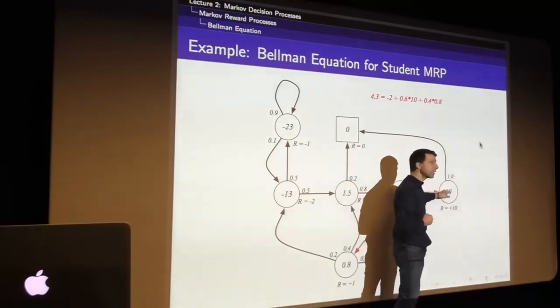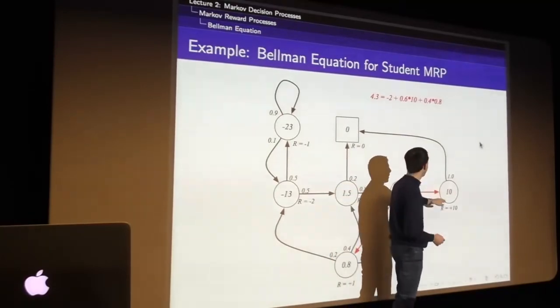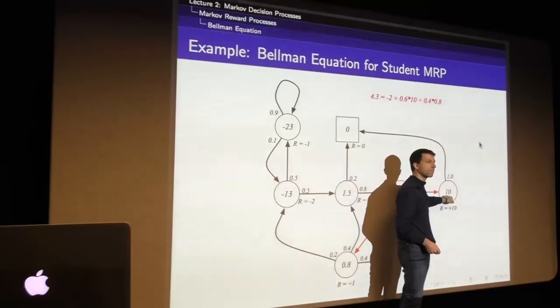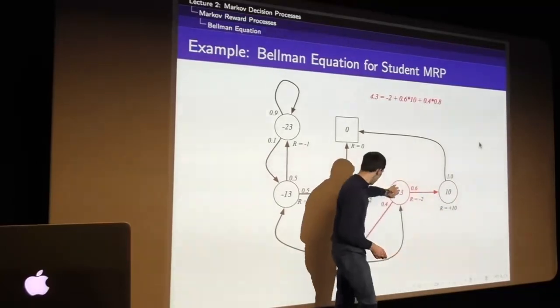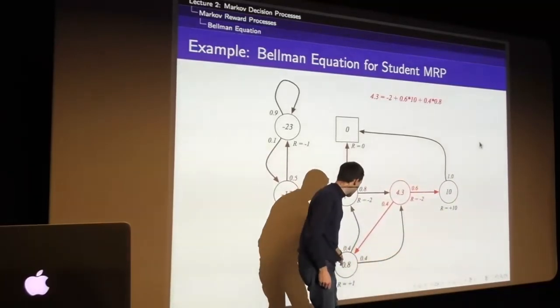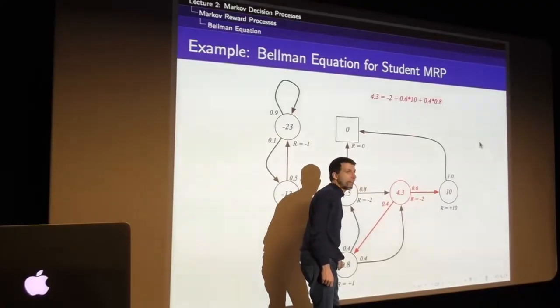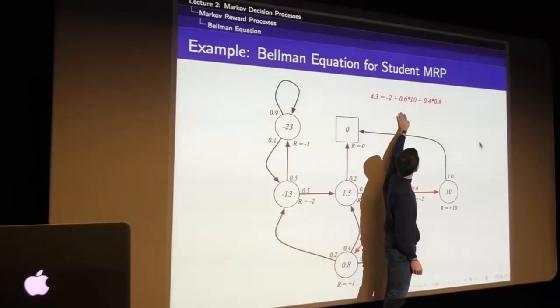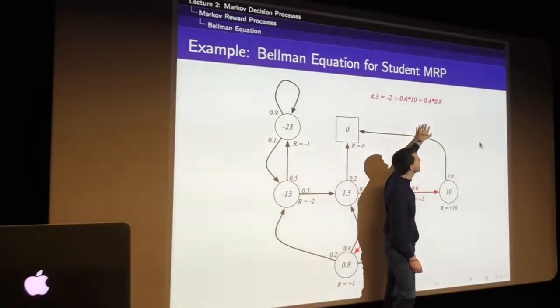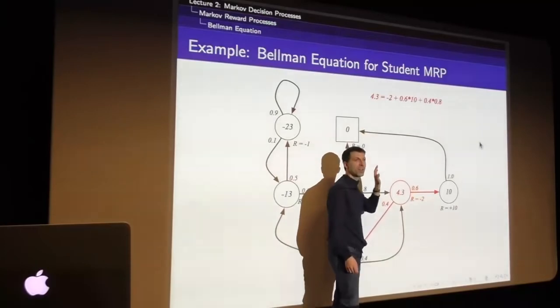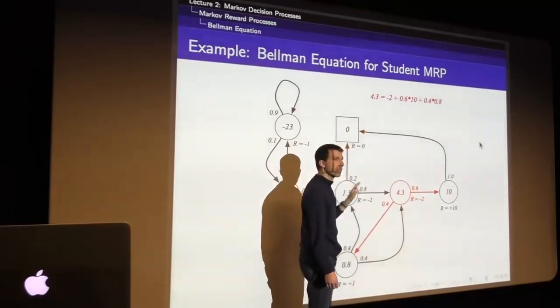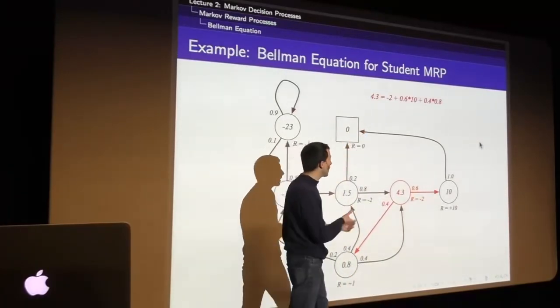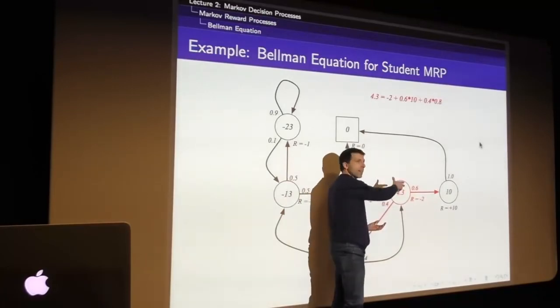And then with 0.6 probability, you're going to move through to the next class and end up somewhere with a value of 10. But there's also 0.4 probability that you'll go to the pub and you'll end up in this state which had a value of 0.8. So if we sum those things together, we get -2 plus 0.6 times 10 plus 0.4 times 0.8, which to numerical precision is 4.3. And so that validated the fact that this really is the value of this MDP.